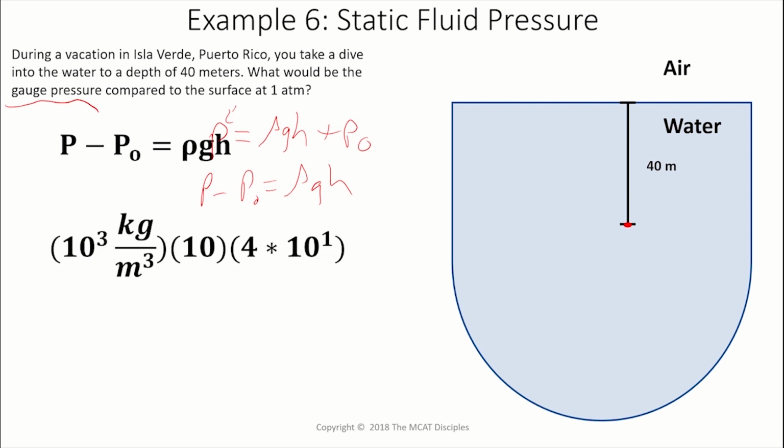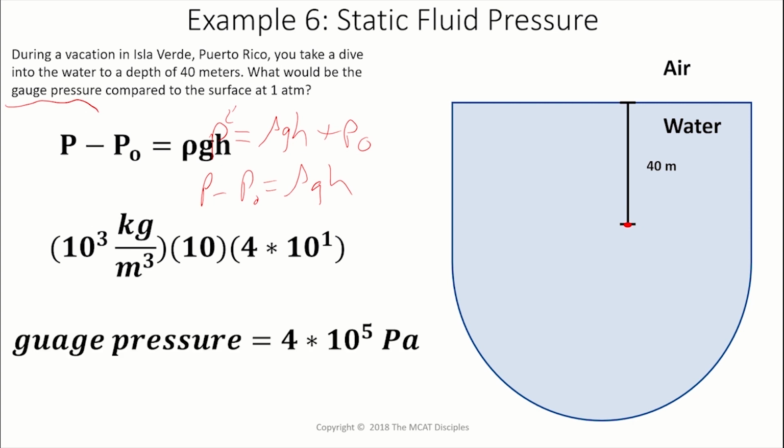There's your density of water, which is 10^3 kilograms per meter cubed, times the gravity, times the height, which is 4 times 10^1. You have a gauge pressure of 4 times 10^5 Pascals. So that's just the pressure due to the water alone. This much water. That's what the gauge pressure is, right?